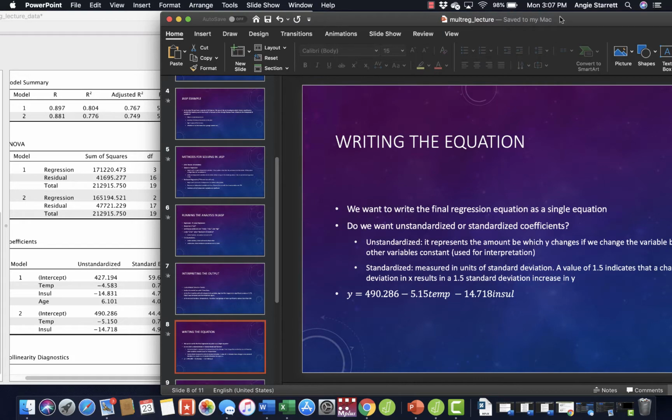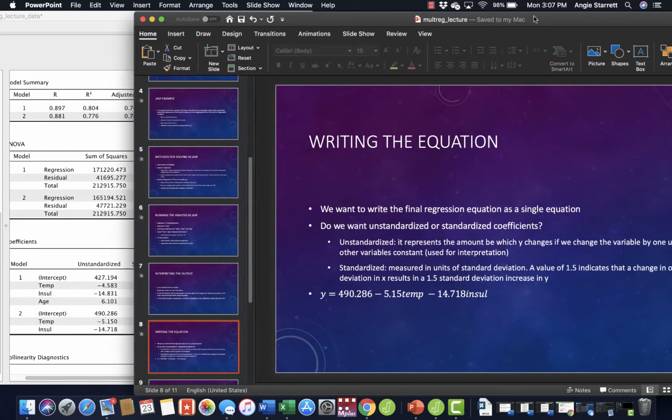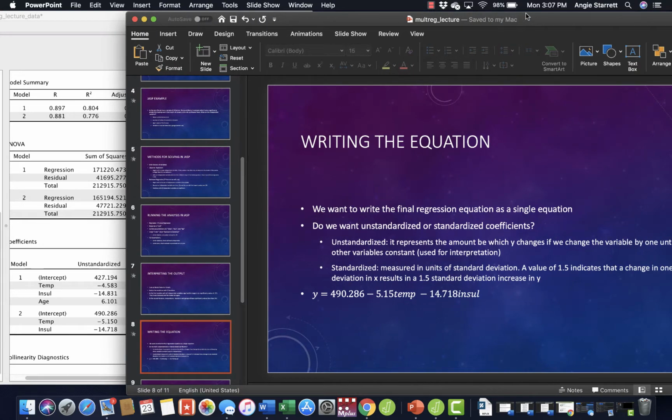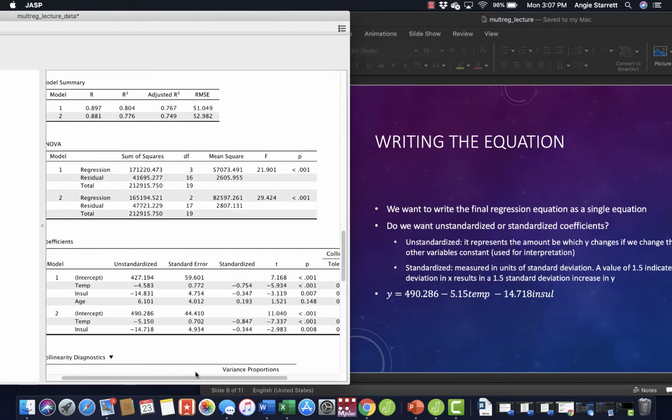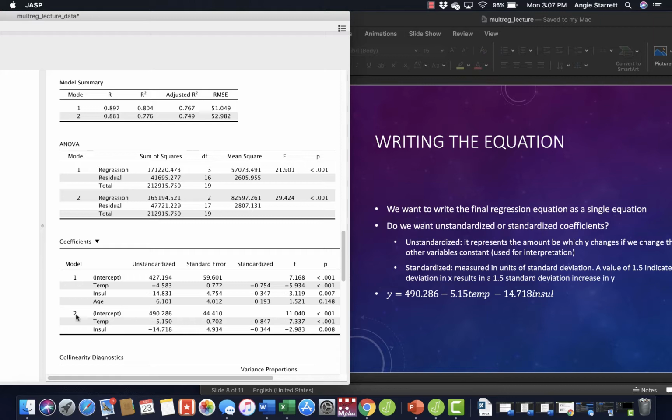We want to be able to write the final regression equation as a single equation. One of the things you'll notice, and let's go back to our coefficients table here, is that we're going to be looking in the second iteration for all of our results. We have intercept, temperature, and insulation. And you notice in the first column we have unstandardized coefficients, and then over here we have standardized coefficients. So what's the difference? Because most software will give you both, and there are times when we want one over the other.